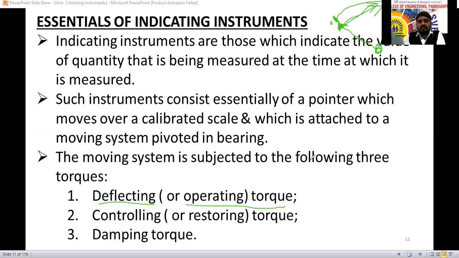Thank you sir. Next one, controlling torque we are going to call. Why is the controlling torque required? एक बार ये डिफ्लेक्ट हो गए इधर से 0 से non-zero value, it should have to come back to 0. After removing the supply, it should have to come back to 0. Yes sir. So that torque we are going to call as controlling torque.